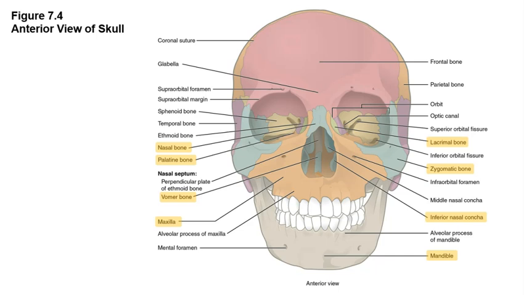The maxilla bones form the upper jaw and hold the upper teeth. The lacrimal bones are located in the wall between the orbit and the nasal cavity. The zygomatic bone forms the cheekbone of the face. The lateral walls of the nasal cavity hold the inferior nasal conchae bones. Finally, the mandible bone forms the bone of the lower jaw and supports the lower row of teeth.